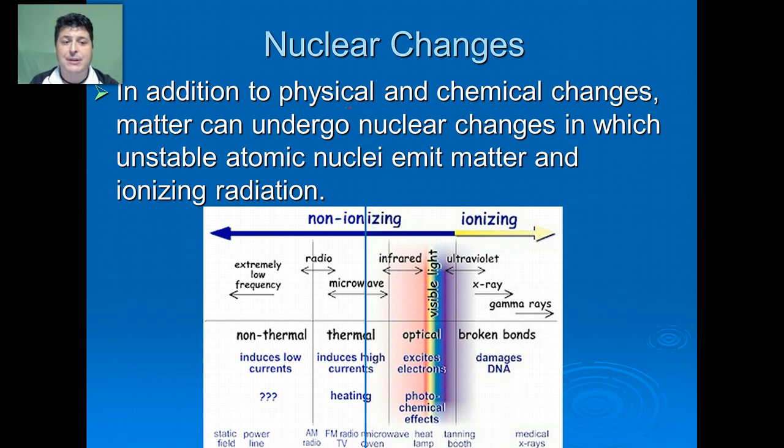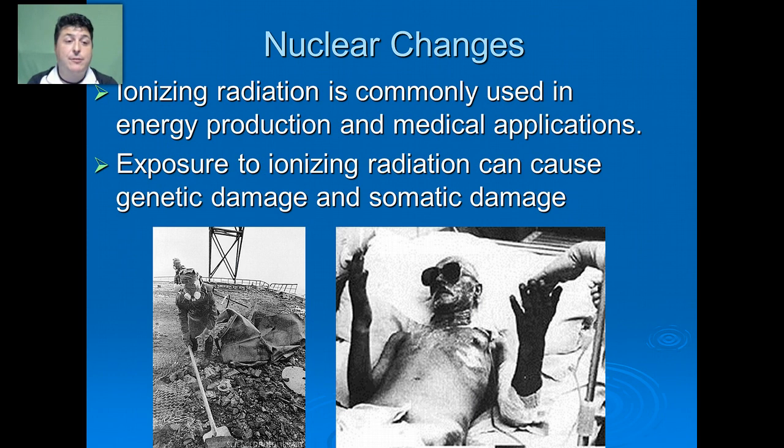In addition to physical and chemical changes, matter can also undergo nuclear changes, in which you have an unstable atomic nuclei that's going to emit ionizing radiation. Ionizing radiation is commonly used in energy production and medical applications. Unfortunately, exposure to ionizing radiation can cause genetic damage, as the high energy breaks the bonds that are in our DNA, and somatic damage, or damage to our bodily tissues.